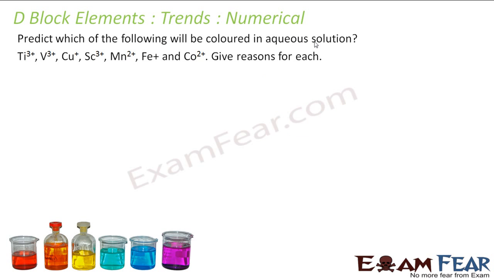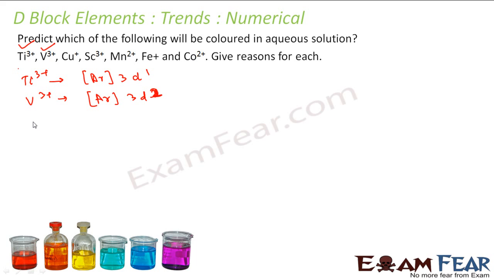Let's start with titanium with +3 charge. Let's write the electronic configuration of this. It will be Ar 3d1. So 3d1, it has one unpaired electron, thus it will be colored. Unpaired electrons impart color to transition metals. Vanadium with +3 charge, the electronic configuration will be Ar 3d2. In fact, this also has unpaired electrons, so this will also be colored.